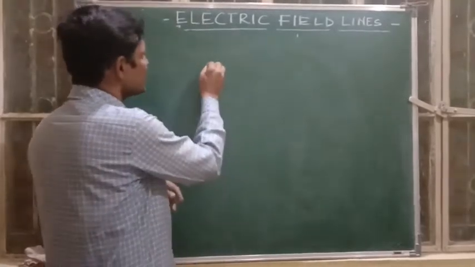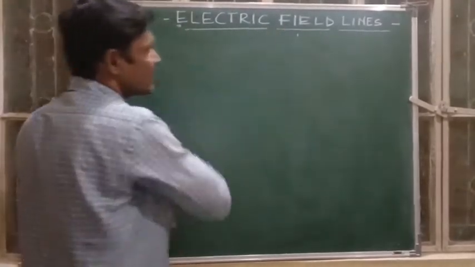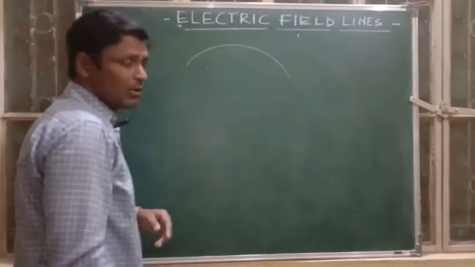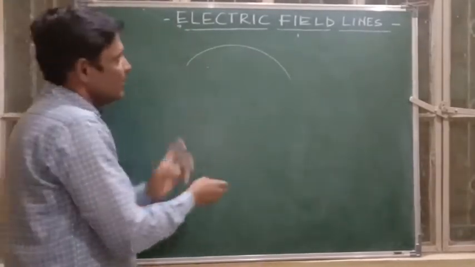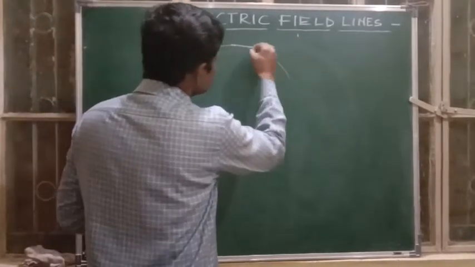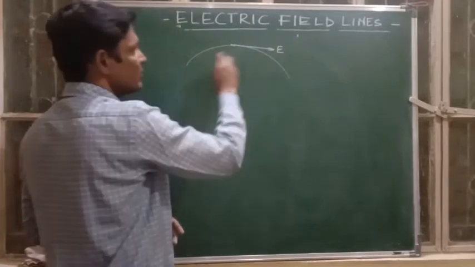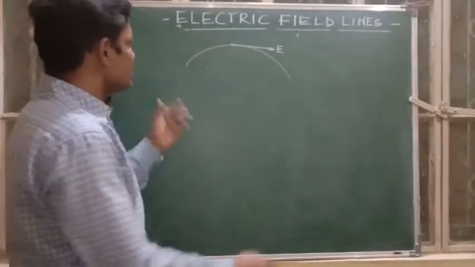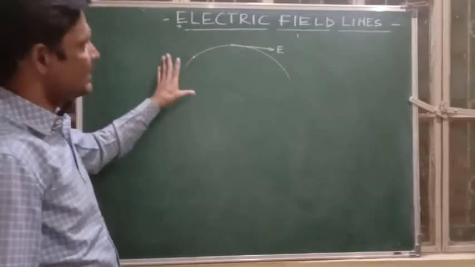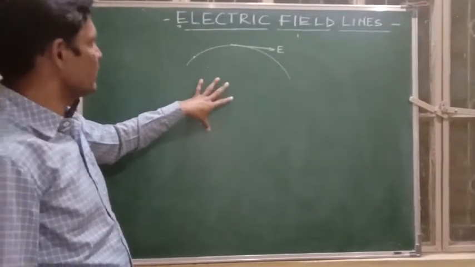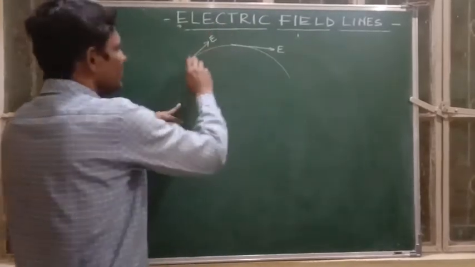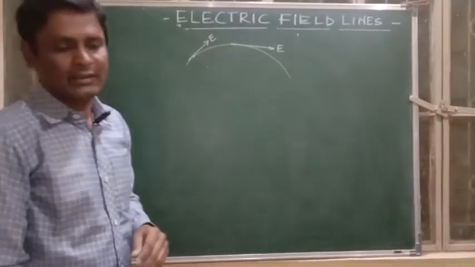Suppose that here is a charge. It has an electric field around itself, and a number of lines are drawn to visualize that electric field. If I draw a tangent at this point, this gives the direction of the electric field at that point. Similarly, if we need to find the direction of the electric field here and the line is already drawn, just draw a tangent at this point. This gives the direction of the electric field intensity.